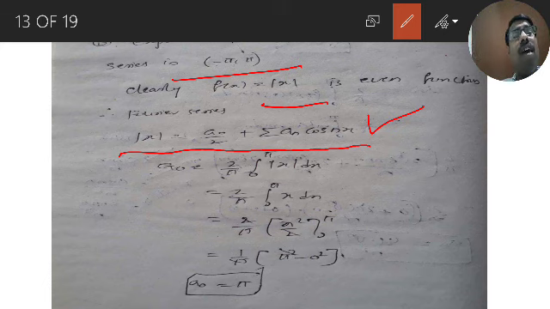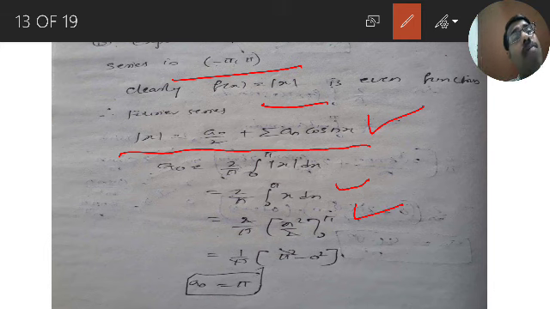Now, what is the interval here? The limits of the integration are 0 to pi, which is greater than 0. Greater than 0 means it is positive. For positive x, mod x is equal to x. So, what is the next step? 2 by pi integration 0 to pi, in place of mod x you can write x into dx. The integration of x power of n is x power of n plus 1 by n plus 1. So the integration of x is x square by 2, from 0 to pi, the 2 cancels.